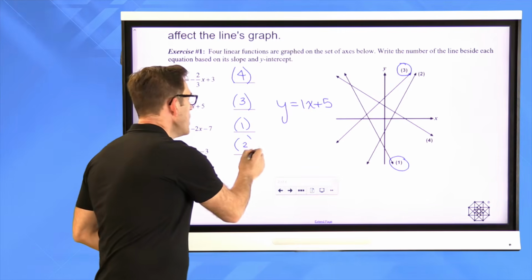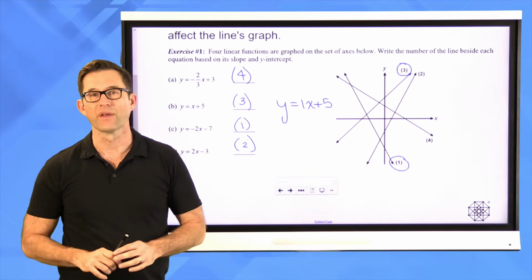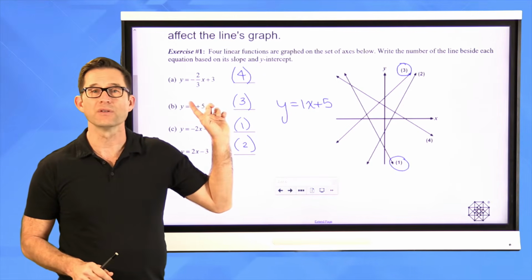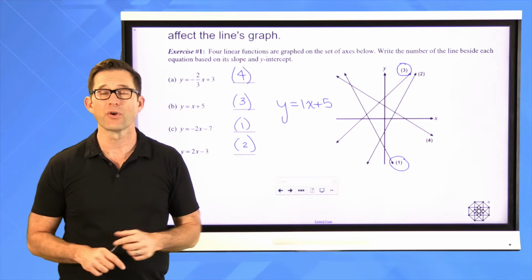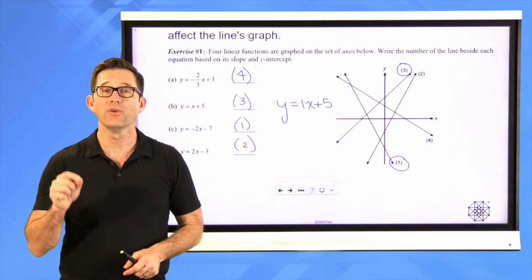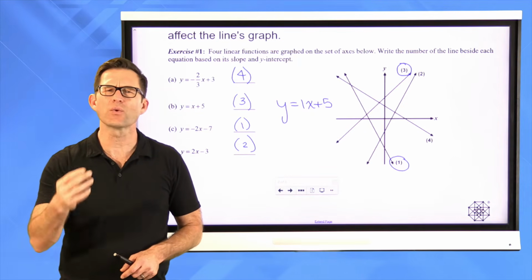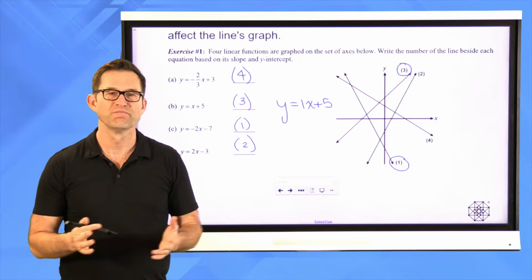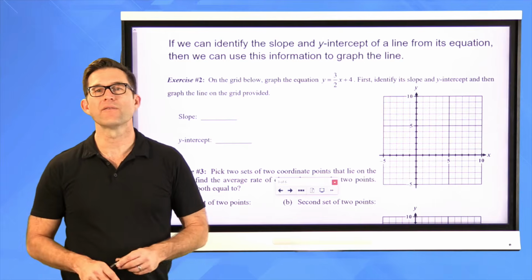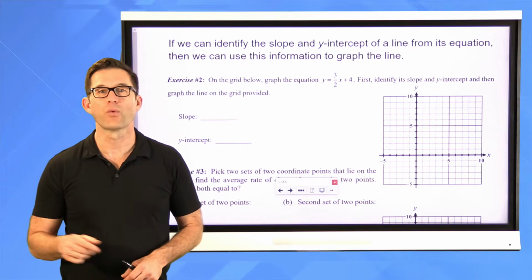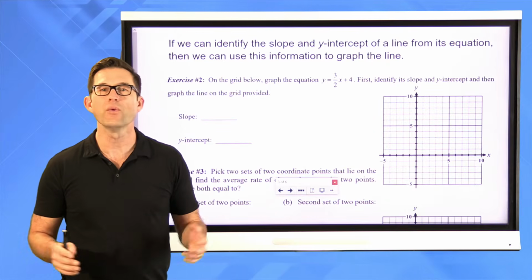All right, so that is a great exercise for you to do a few different things. One, can you look at an equation and tell what its slope is, what its y-intercept is, and whether they're positive or negative? And then can you tell, based on that, what the line should generally look like? Let's keep going. If we can identify the slope and the y-intercept of a line from its equation, then we can use this information to graph the line. So let's review how that's done.